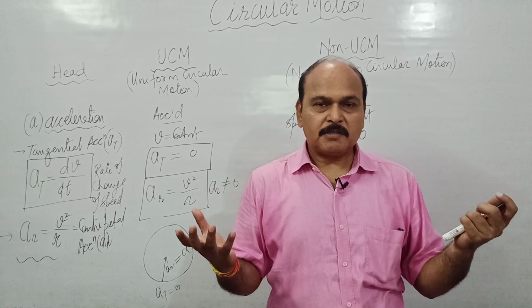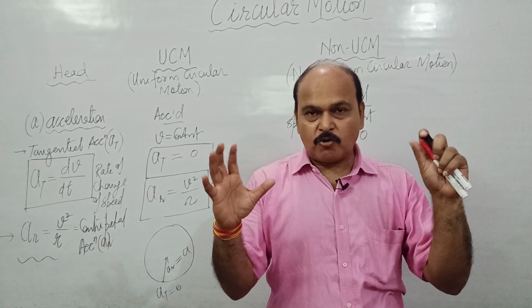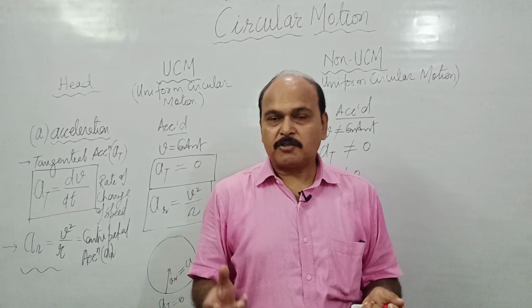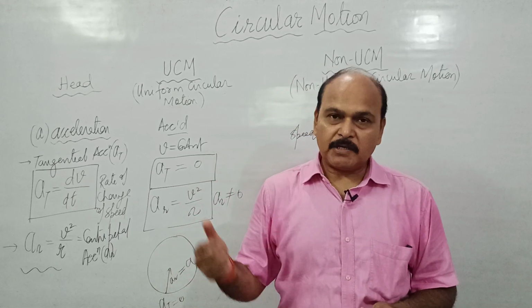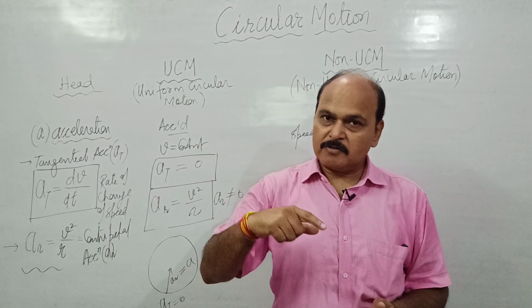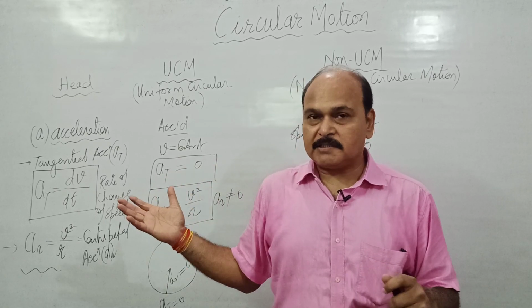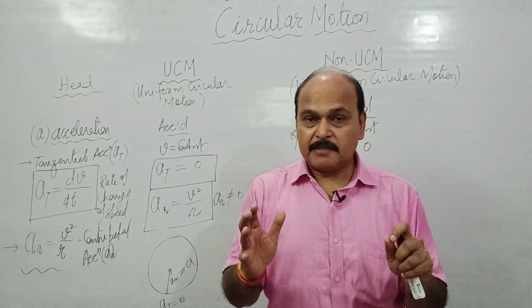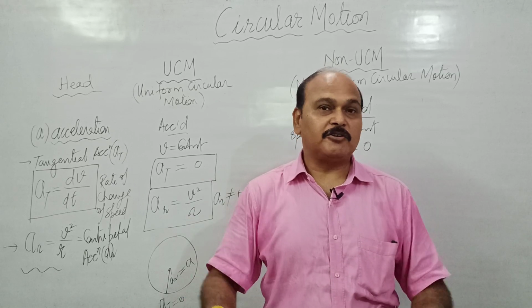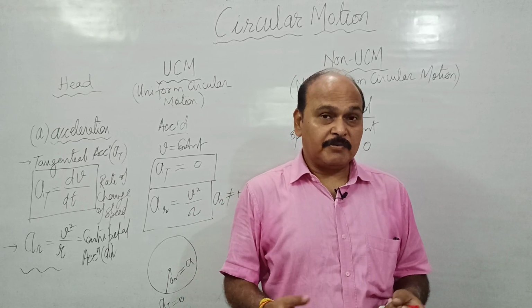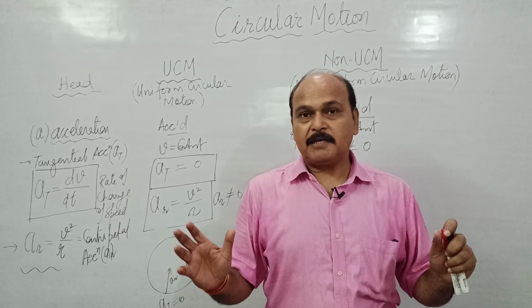So children, this was a comparative study and overview of the two types of circular motions. Number one, UCM. Number two, non-UCM. In the next lecture, we'll study all these points which we have studied quickly. We have just introduced certain points and we'll study both the motions in detail in the next lecture.